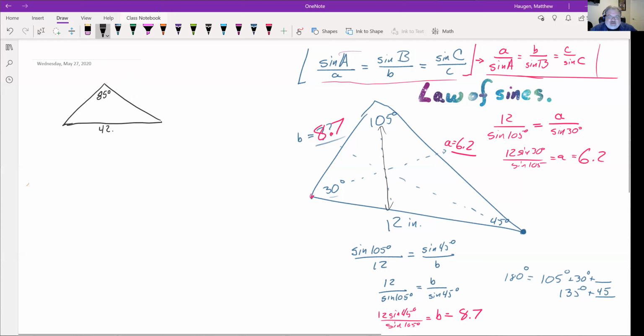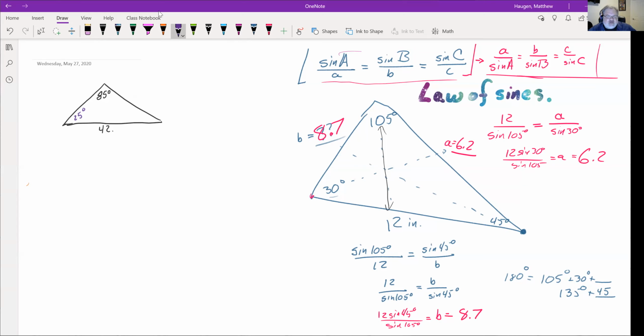To determine everything else, all we have to know is one other piece of information. That other piece of information can be another angle, like it was here. We can know, say, that's 25 degrees. Or that other piece of information can be a side length. And we'll do a problem like that next.